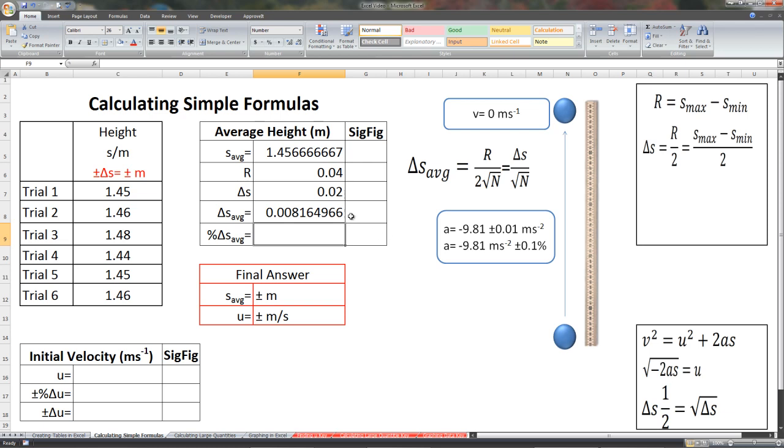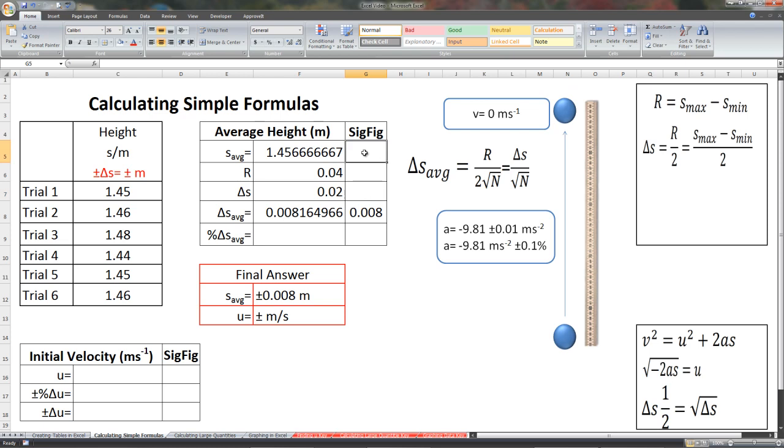Now, because my delta S has only one significant digit, I can only keep one significant digit here. And so this becomes 0.008 as my uncertainty. Now, what does that mean? It means that although I've only measured to the centimeters in this case, or plus or minus 0.01, because I've conducted multiple trials, I actually have significance all the way out to the thousandths.